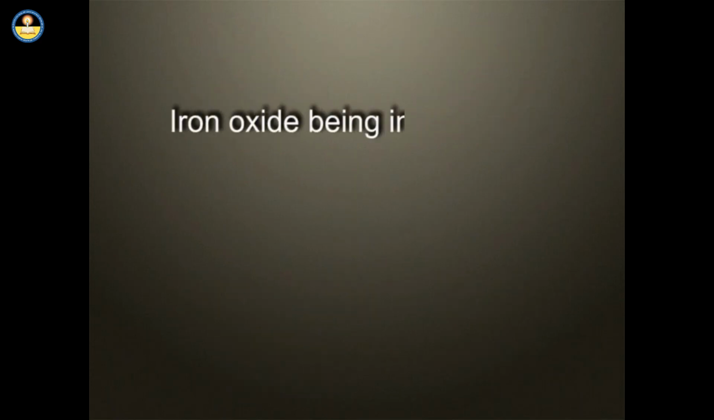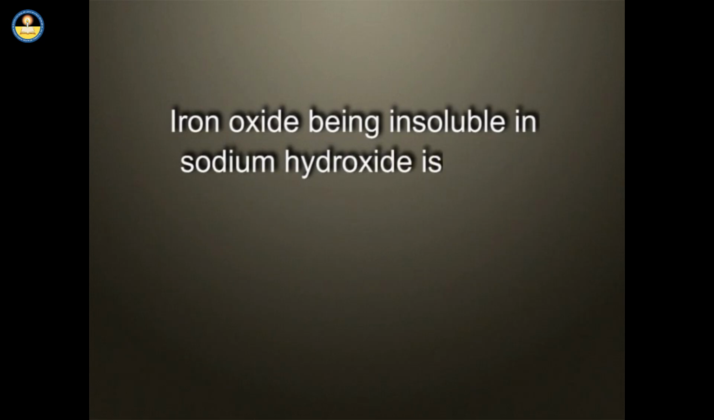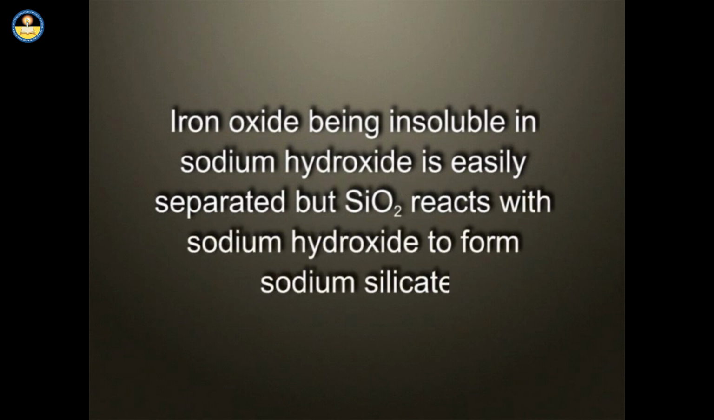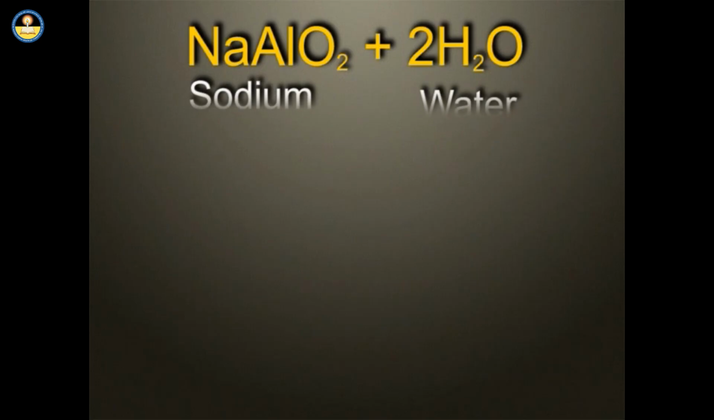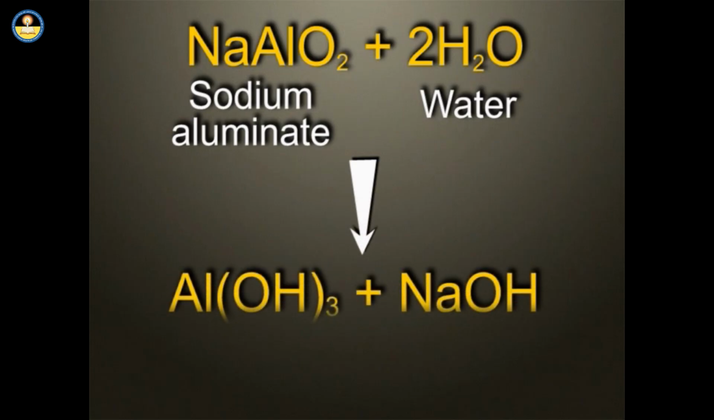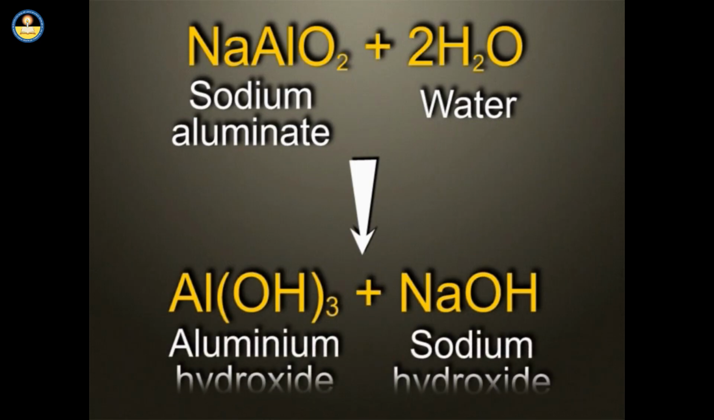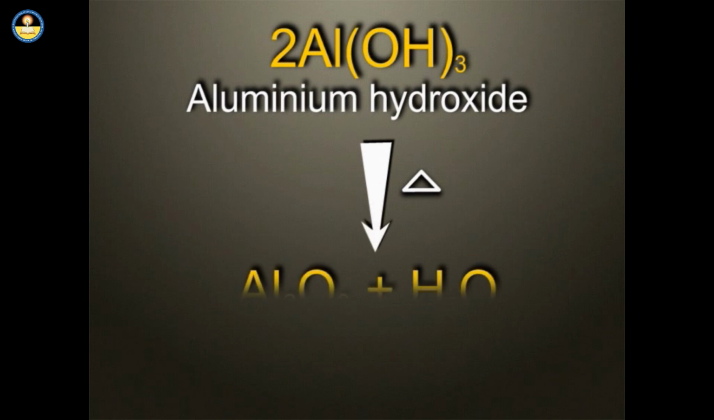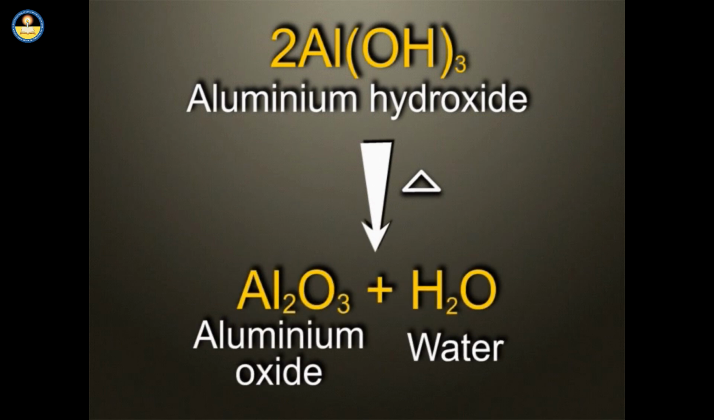Iron oxide, being insoluble in sodium hydroxide, is easily separated, but SiO2 reacts with sodium hydroxide to form sodium silicate. When the solution of sodium aluminate and sodium silicate is treated with water, the precipitate of aluminium hydroxide, that is Al(OH)3, is separated and sodium silicate is left in the solution. The precipitate of aluminium hydroxide is separated from the solution, which gives aluminium oxide on heating.